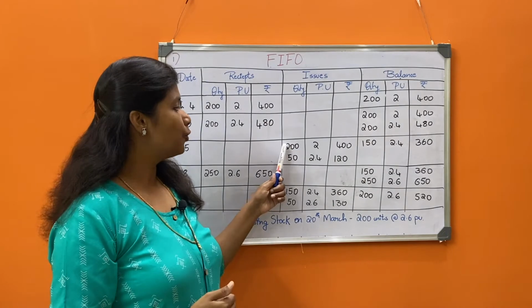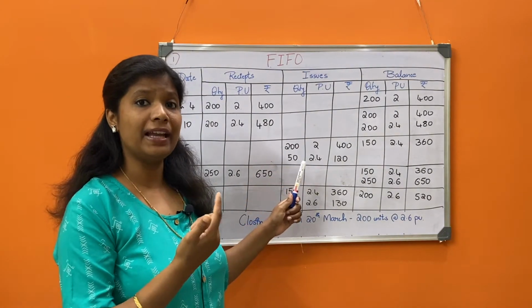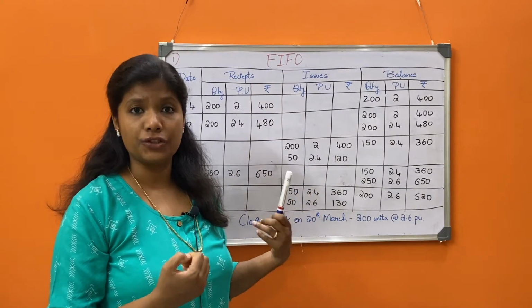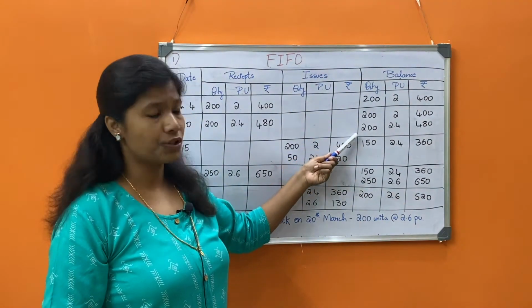How? So 250 units I have to sell. So first thing, before I sell, I need to check my balance. Do I really have 250 units in my stock? Check the previous day's balance. I have two different stock.